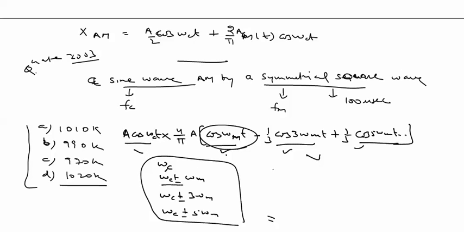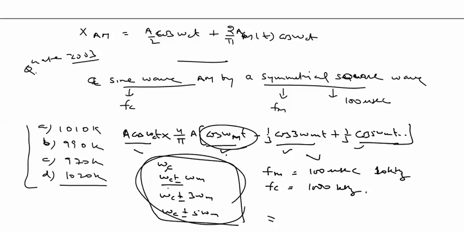We put the values in. The value of fm: the period is 100 microsecond, the inverse of it is 10 kilohertz, and fc is 1000 kilohertz. All these terms in omega we can generate in frequency hertz also. No difference, only a difference of 2 pi. So we can directly use it, and the result will be fc.